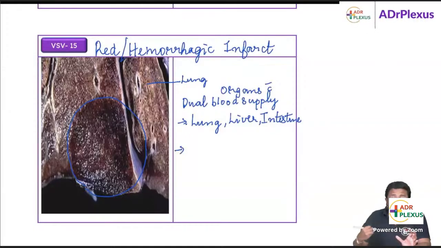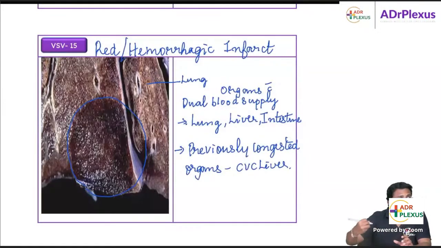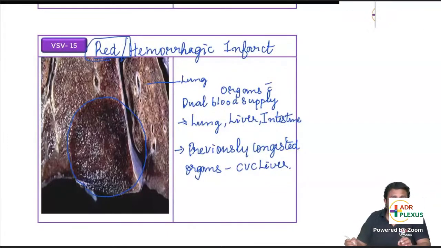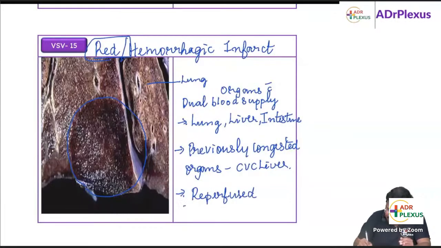And what else? Previously congested tissues. Congested organs like CVC liver. Remember CVC liver, the liver got congested. So in CVC liver also you can get this red or hemorrhagic infarct. And reperfusion after ischemia, when the organ is reperfused, there also you will be getting this hemorrhagic infarct.